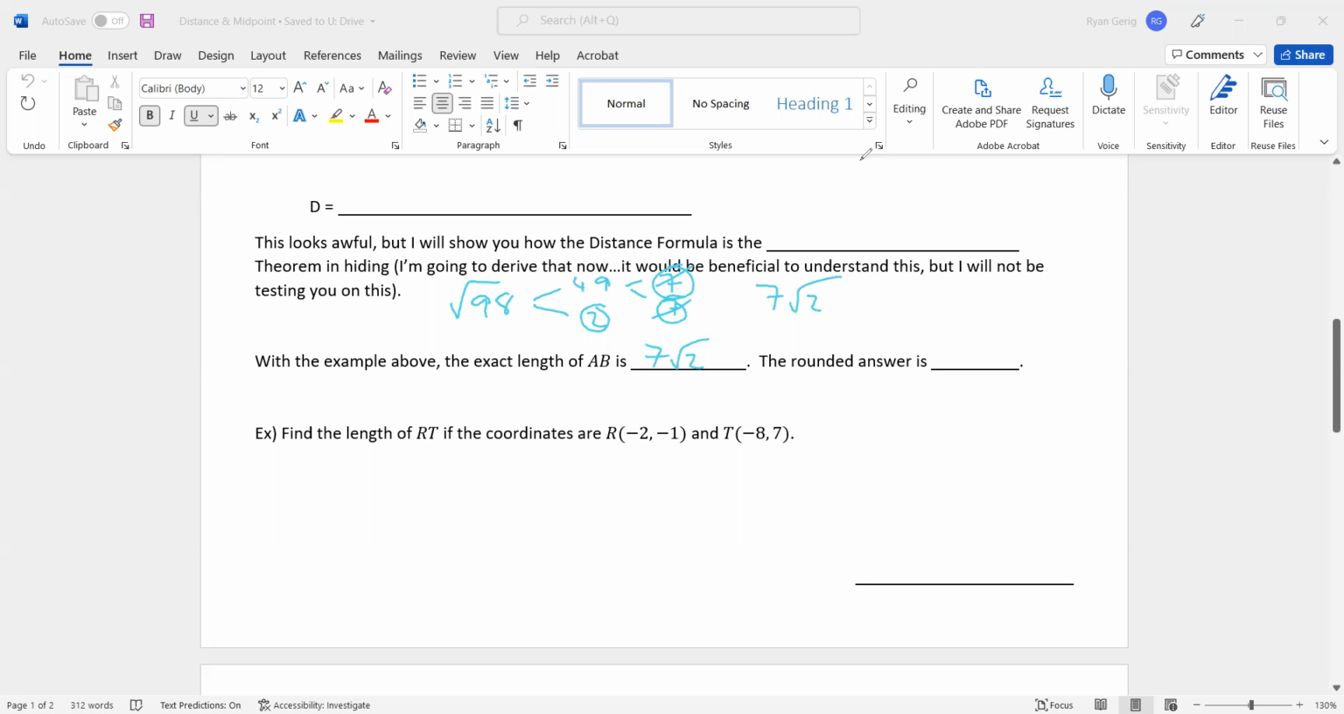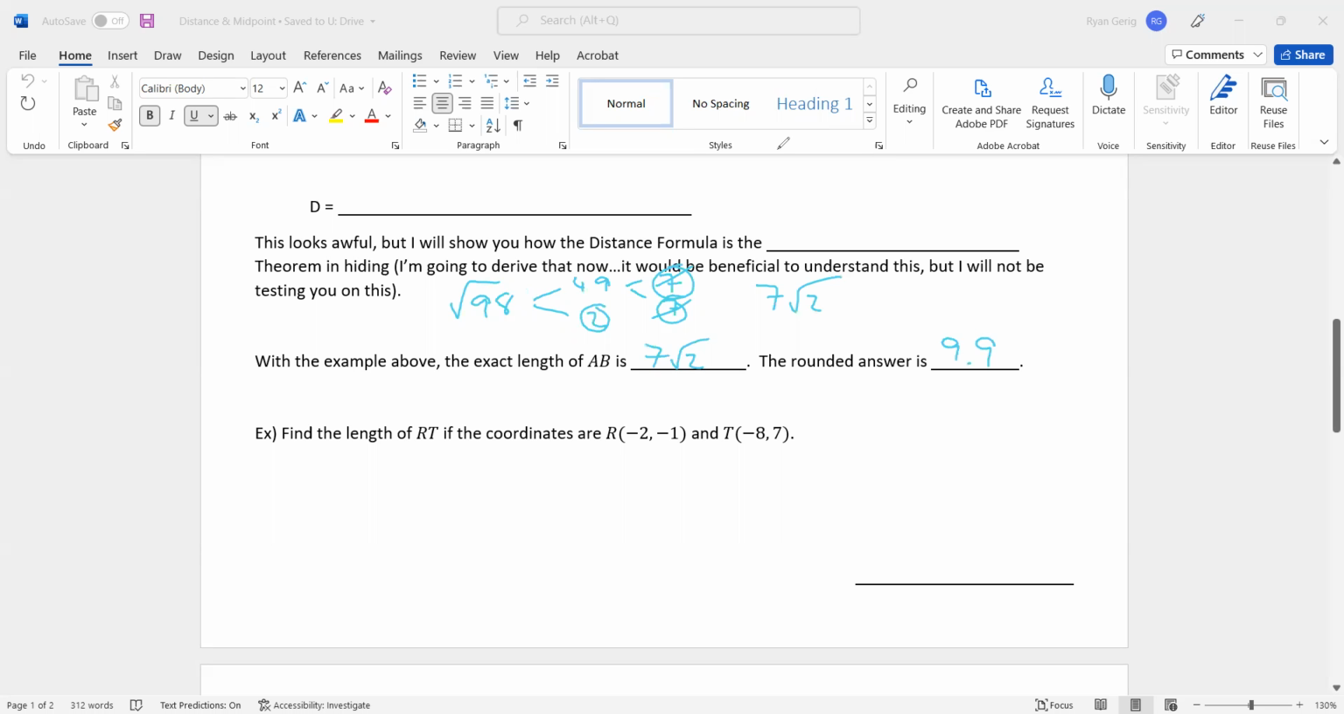The rounded answer here is 9 point, I think it's 9.9. Let me do it real quick. Yeah, 9.9. So that's the rounded answer, it's about 9.9 units long. Now, I'm going to show you a quick way of doing this. You can do the formula.